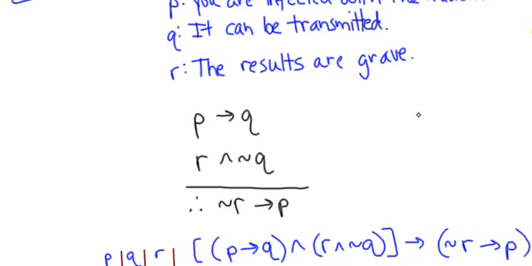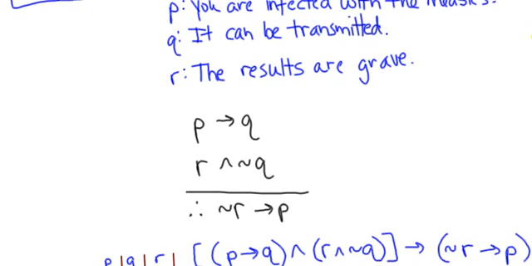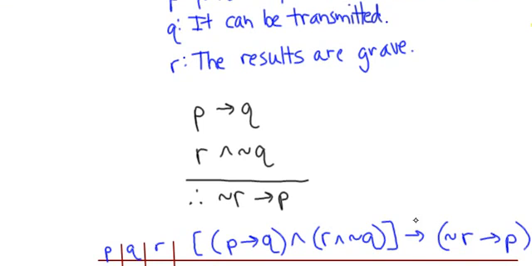So if this is a true symbolic argument, if it's a valid argument, then when I fill in this truth table, underneath the conditional sign, I should have all trues. And that would mean that in every case the conclusion would necessarily follow that set of premises.